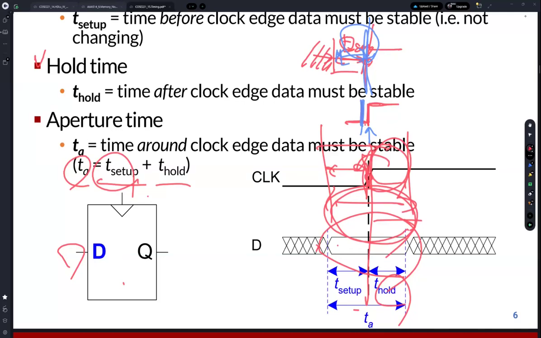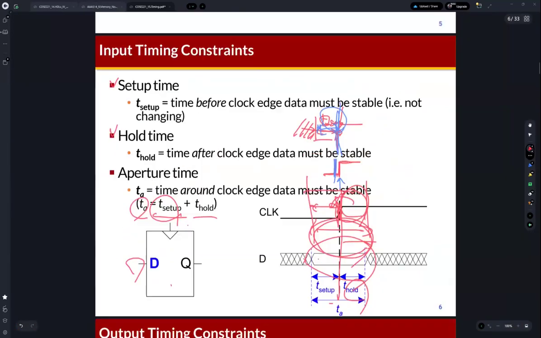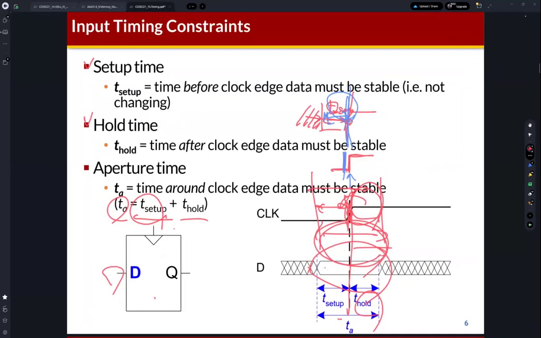Constraint means that we need to keep some rules restricted by some constraint, right? Which means that when we design the system, we need to keep this timing rule, and if this timing rule is violated, then we cannot guarantee the correct behavior of the system.